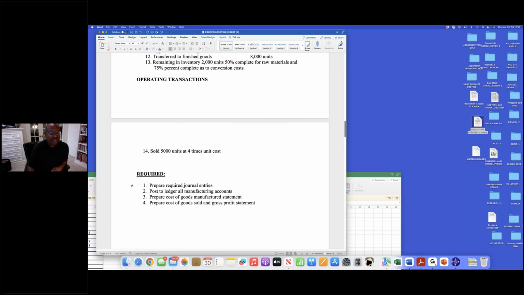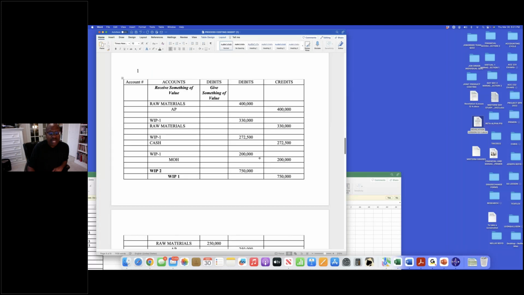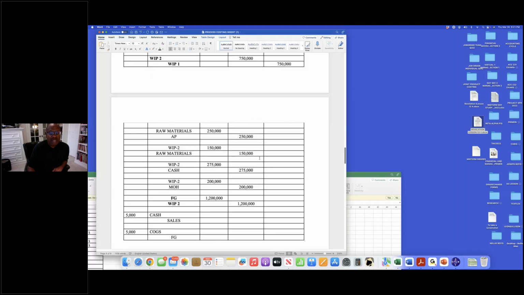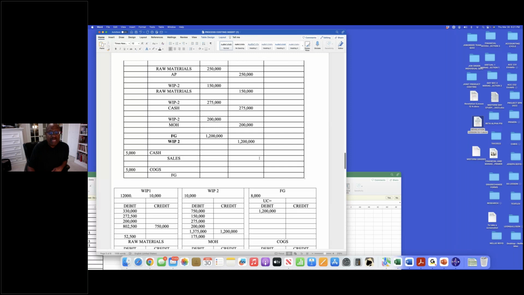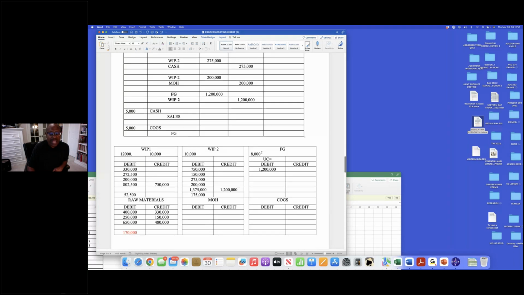So selling 5,000, we need a unit cost. We can look at it a couple of ways. The easy way: 8,000 completed, costs $1.2 million. $1.2 million divided by 8,000 equals what? 150. So we look at what we transferred in, the dollars and the quantity, and the unit cost is 150.